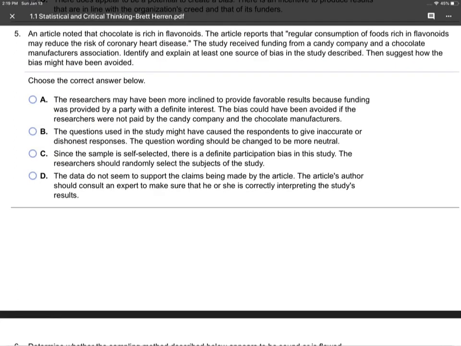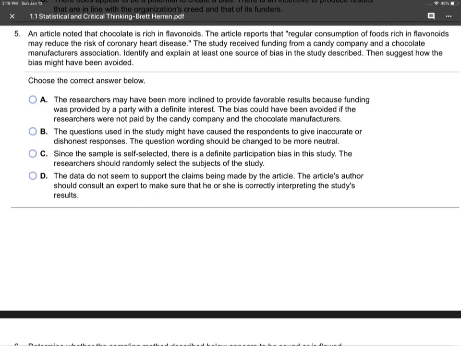All right, so number 5. An article noted that chocolate is rich in, I don't even know how to say that, flavonoids? Have you heard of that word before? Flavonoids, yeah, that's better. The article reports that regular consumption of foods rich in flavonoids may reduce the risk of coronary heart disease. The study received funding from a candy company and a chocolate manufacturers association. So, is there a bias? Of course. So, which one's the right answer?